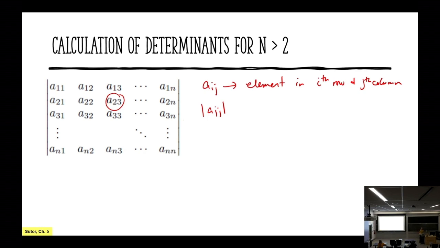All right, so maybe I will stop here since I just downloaded a lot on you, and we'll look at how to do determinants in general starting at the beginning of next.